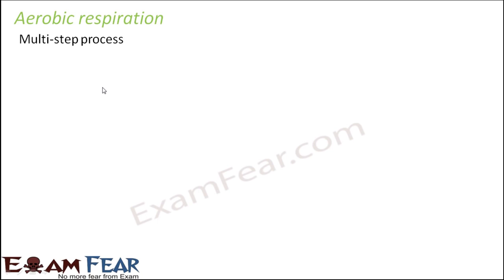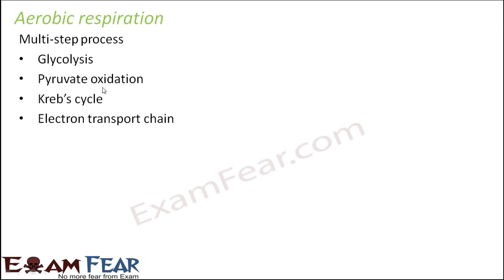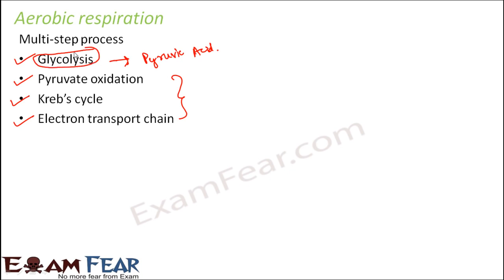Now, this entire aerobic respiration is again a multi-step process which I have mentioned before. It had 4 steps: glycolysis, pyruvate oxidation, Krebs cycle, and electron transport chain. Now, currently we have already discussed glycolysis, so we know what is glycolysis. As a result of glycolysis, pyruvic acid is formed. So now we will discuss the remaining 3 steps, that is pyruvate oxidation, Krebs cycle, and electron transport chain. And please remember that glycolysis is common for both aerobic as well as anaerobic respiration.